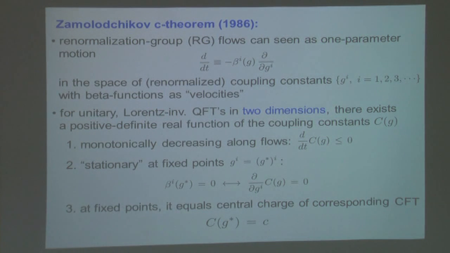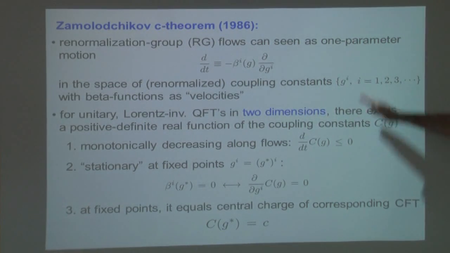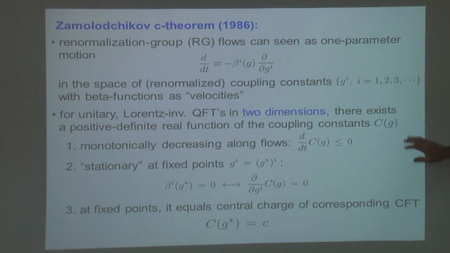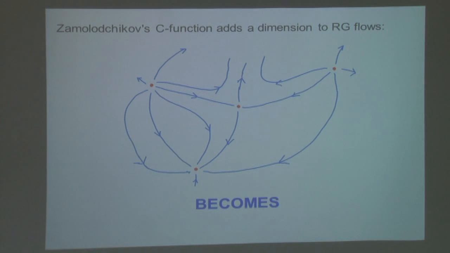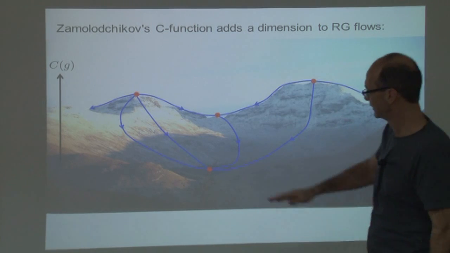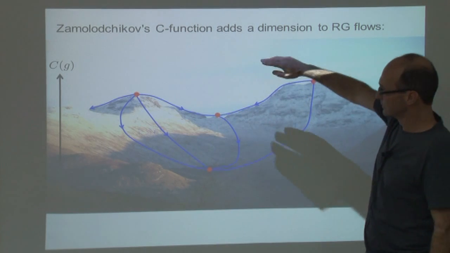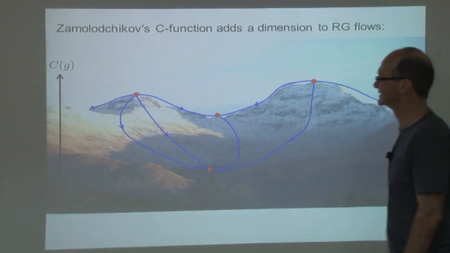What Zamolodchikov was talking about was 2-dimensional quantum field theories, and he was looking at renormalization group flows there. There are lots of equations and lots of structure here, but the essential thing that he discovered is that there's an elegant function, which I'm calling the C function here, that lives on the space of couplings. That C function satisfies a number of properties. The idea that I conveyed in my colloquium is that this picture of the RG flows becomes a landscape. The C function provides us with a number that we can associate to all of these points, and as I follow the RG flows, I'm always flowing downhill in this landscape, so my C function is decreasing.